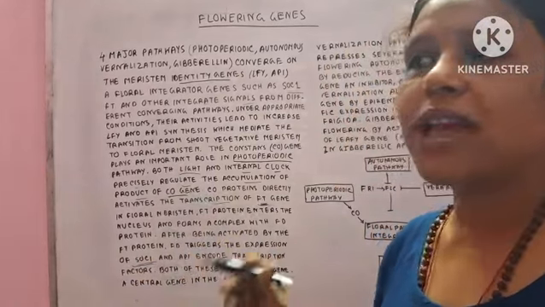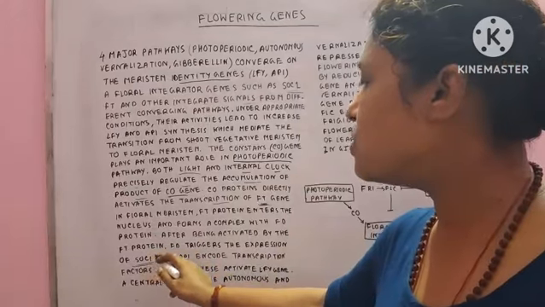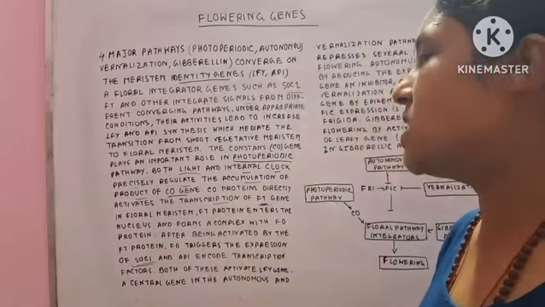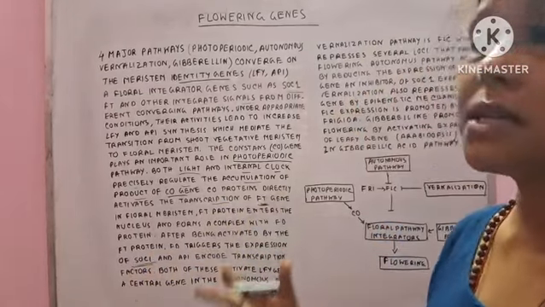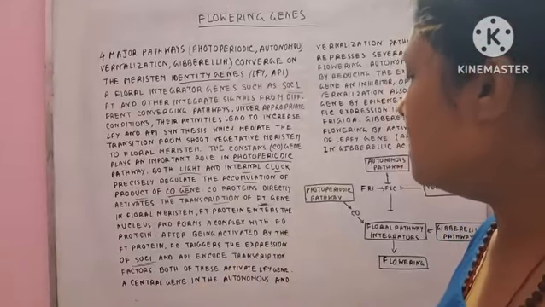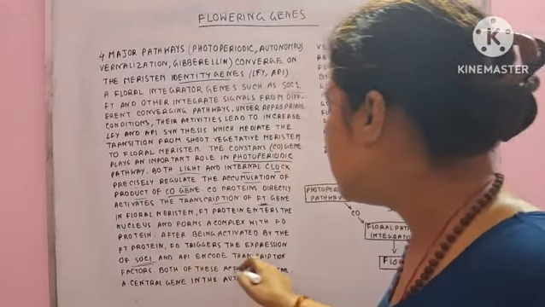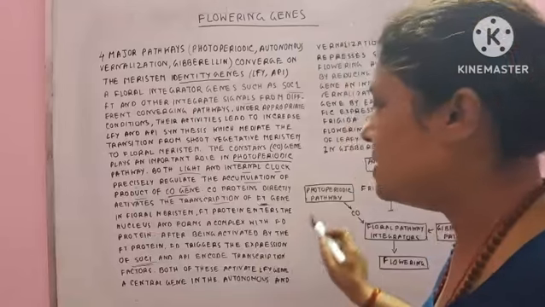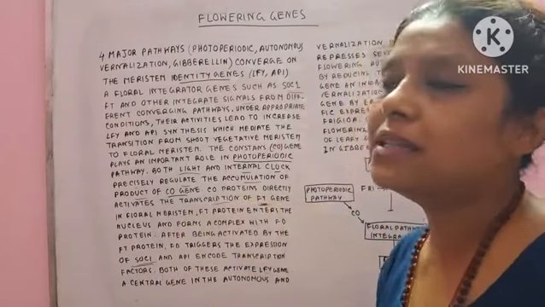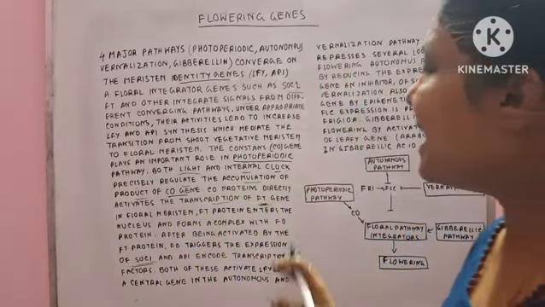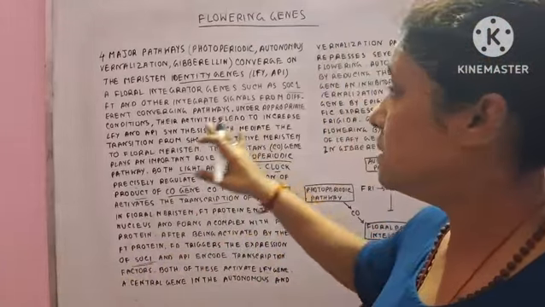When this complex of FT protein and the FD protein is totally formed, then the expression of SOC1 and AP1 is seen. These encode transcription factors. Then the transcription process will occur, and both of these activate the LEAFY gene. The activation of SOC1, AP1, and LFY genes, all of these are involved in the flowering process. So the induction of these genes helps in the flowering process of the plant.